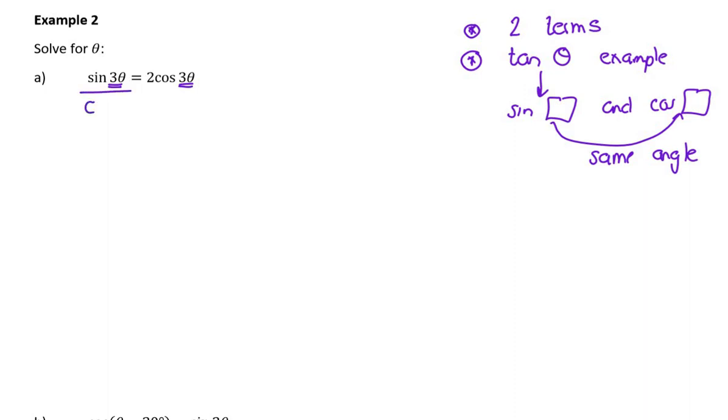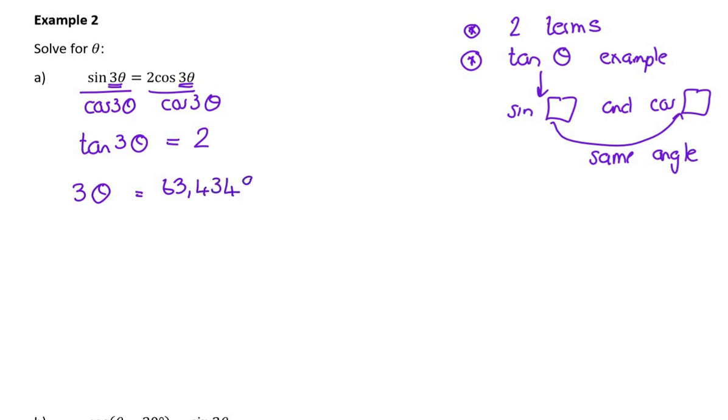So if I divide by cos 3 theta on both sides, I land up with tan 3 theta. And that's why they have to be the same angle. Now that equals 2, so I'm going to shift tan of 2. Fortunately, I don't have to find a second solution, which is very helpful.